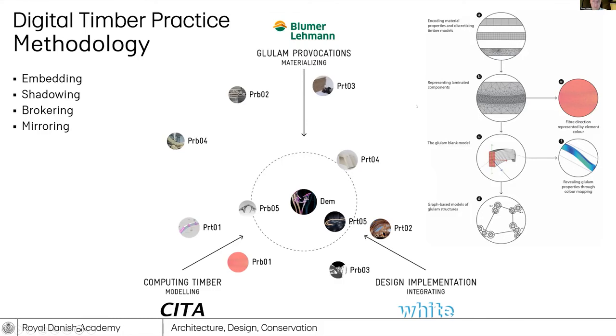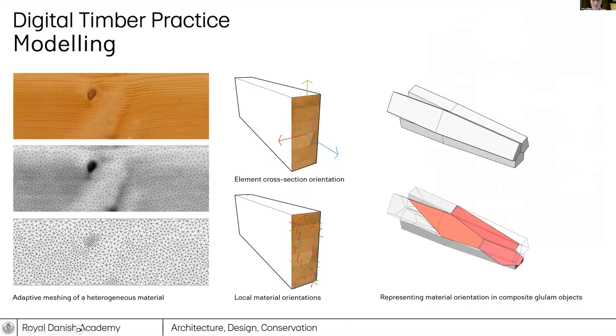So in terms of modeling, there was a lot of investigation in how to represent heterogeneity. For example, in discretizing models and looking at how material properties might change around very localized disruptions in fiber directions, such as knots. Then there were elements of how we consider, on an element scale, the orientation of a cross section and how an element is modeled, but at the same time keeping track of its constituent parts, the lamellas that make up the beam, and even their local material orientations. So how do we connect those two scales?